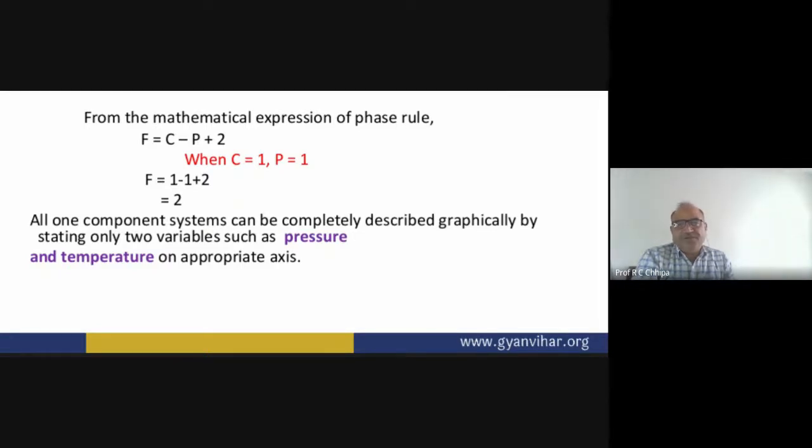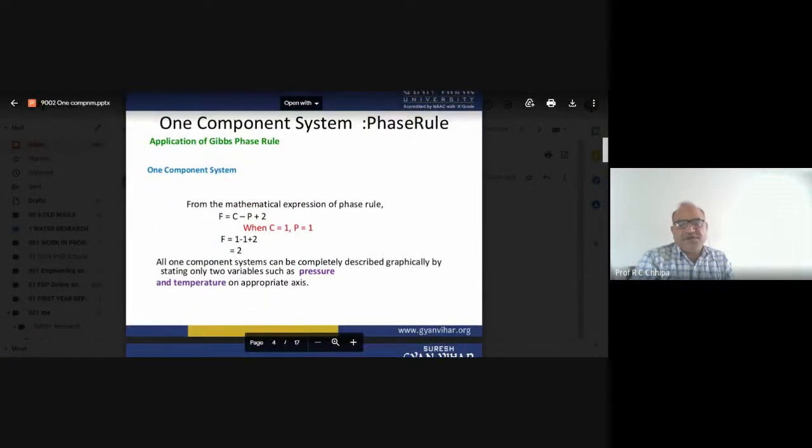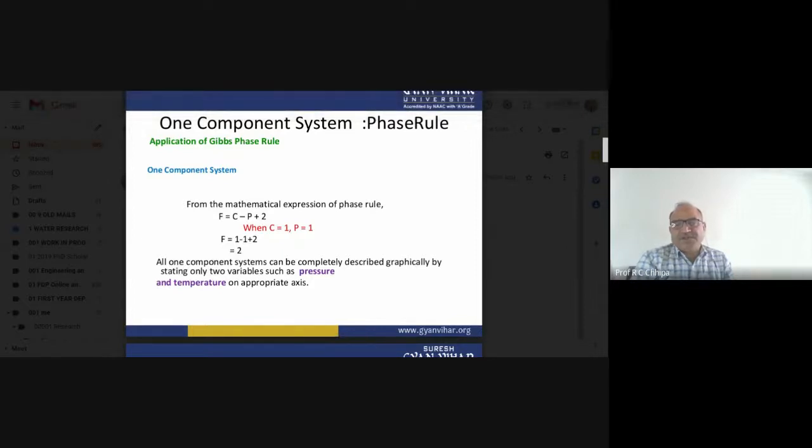So for any graph we need the temperature and pressure. All one component systems can be completely described graphically by stating only two variables, temperature and pressure. This is the application of the phase rule. We have to see a one component system, and that one component system is a heterogeneous system, that is the water system.